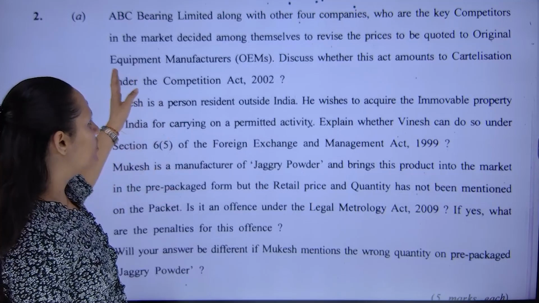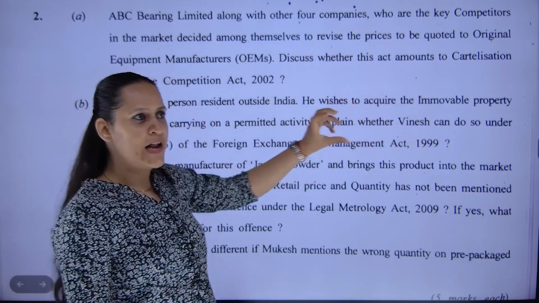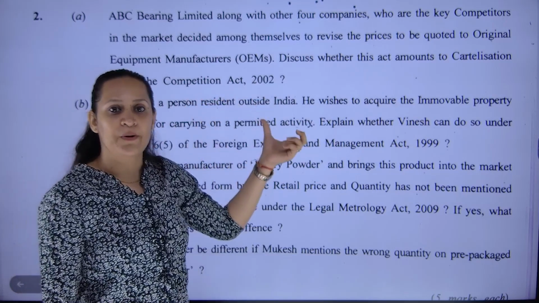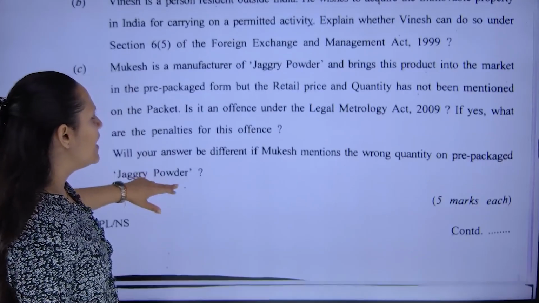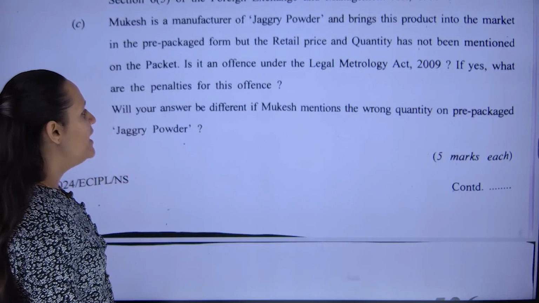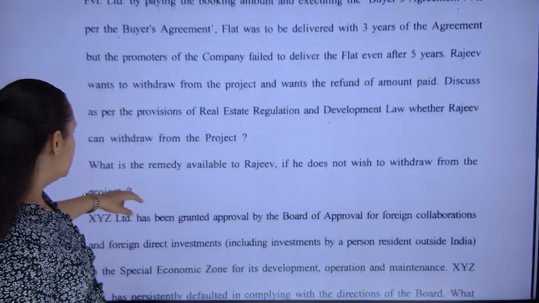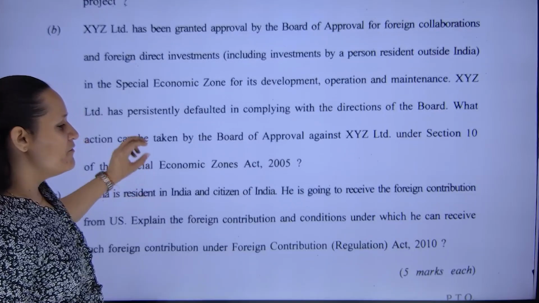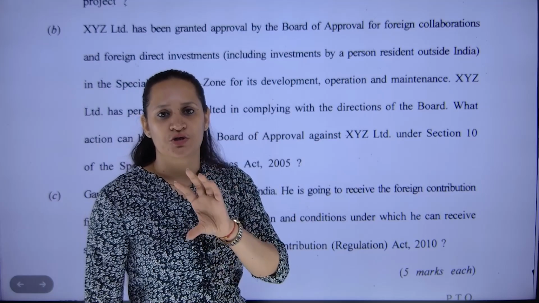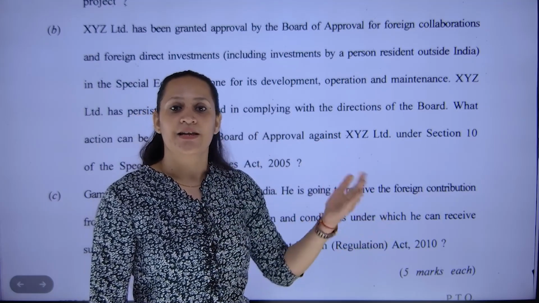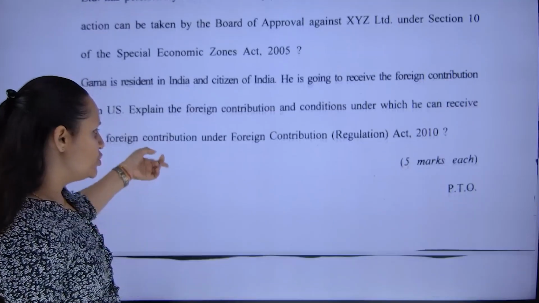Next, they have asked you a question from the Competition Act about whether a particular situation amounts to cartelization or not. If you know what a cartel is and what the prohibition with respect to that is under the Competition Act, it is a very simple question to answer. They've asked you a question from FEMA, from the Legal Metrology Act, and from RERA. All these are case study type of questions where certain application of mind is required. You have to interpret the case study by applying the actual provisions of law and say whether a particular thing can be done, cannot be done, or what solution has to be given in the given instance. They've asked you a question from FCRA.